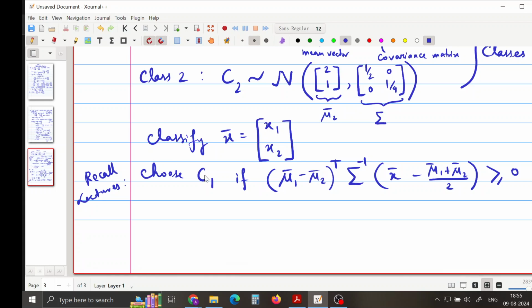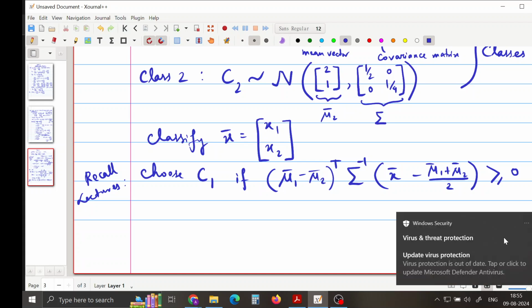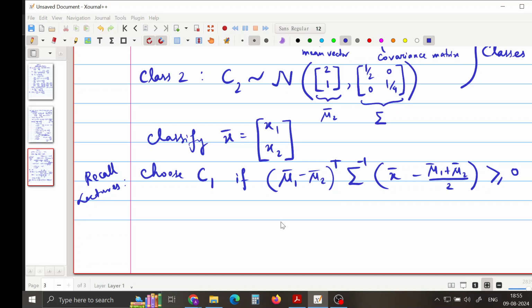Okay, right. Okay, so can someone tell me what is the inverse of this covariance matrix, I mean sigma inverse, this term, what is this going to be? Sigma is given, this half 0 0 1/4. What is sigma inverse? Without even computing, can you tell me?